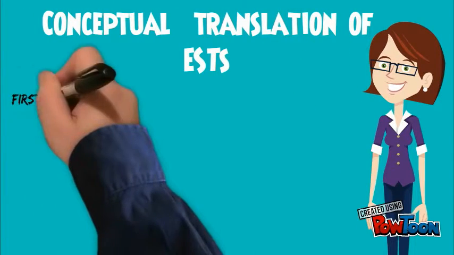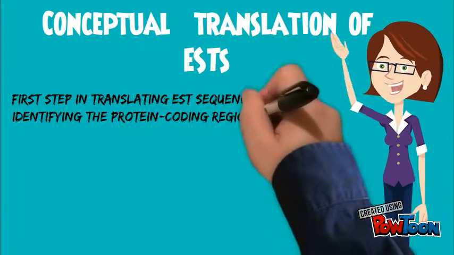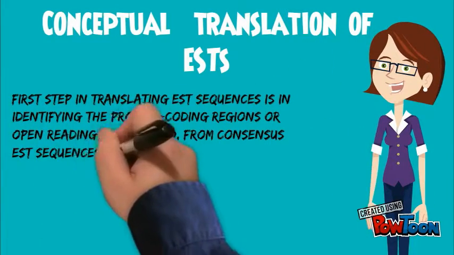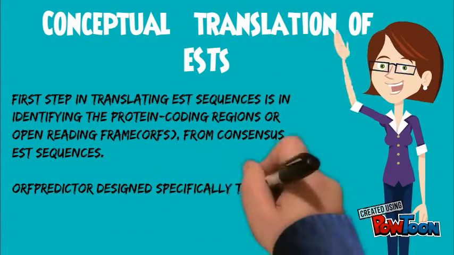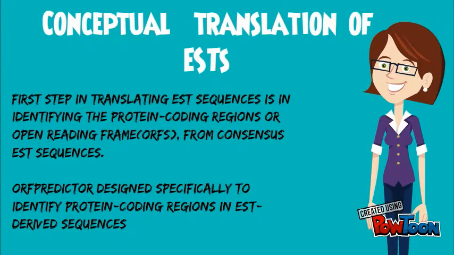The first step in translating EST sequences is identifying the protein coding regions, or open reading frames, from consensus EST sequences. Use a predictor designed specifically to identify protein coding regions in EST-derived sequences.